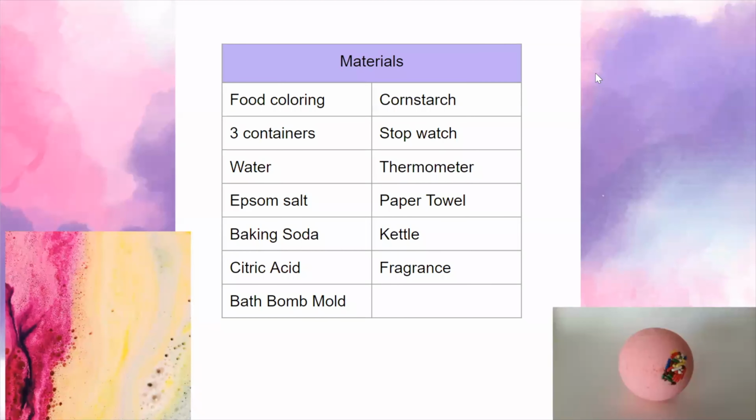Our materials are food coloring, 3 containers, water, Epsom salt, baking soda, citric acid, bath bomb mold, cornstarch, stopwatch, thermometers, paper towel, kettle, and fragrance.